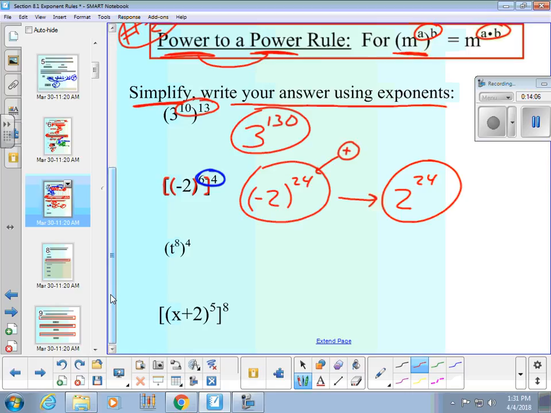Good. To the next one, t to the 8th to the 4th power. Again, even with the variable, same thing. I can go right through this one. t to the 32nd power. I can multiply 8 times 4.